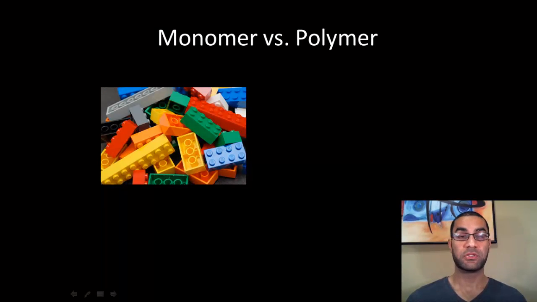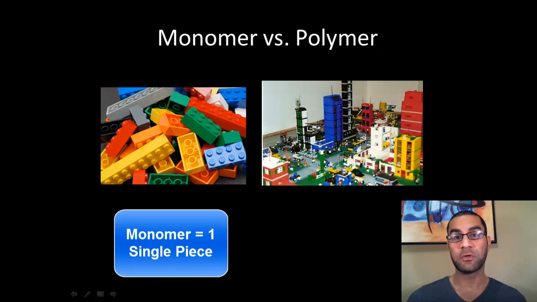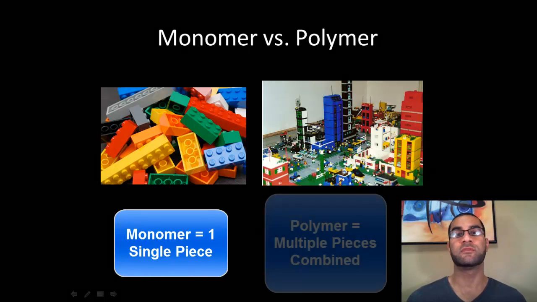I have a picture here of single pieces of Lego. Imagine a single piece of Lego as a monomer. You have a single piece by itself, and you can't really do much with it, unless you have some sort of really creative imagination. But if you want to actually put something together, you're going to need to take many separate pieces and put them together in some sort of organized form. So if we think of the single Lego piece as the monomer, then the polymer would be multiple Lego pieces combined to actually form some sort of structure.